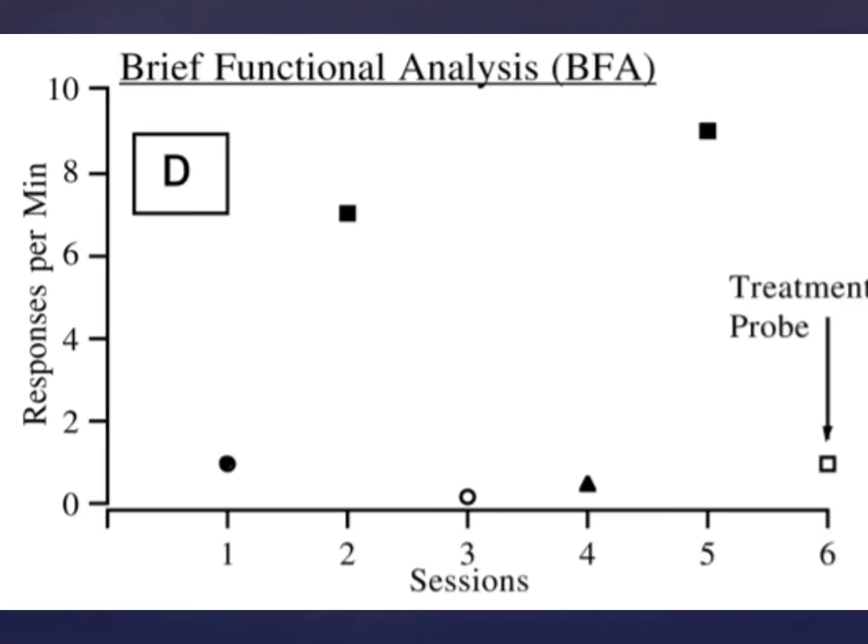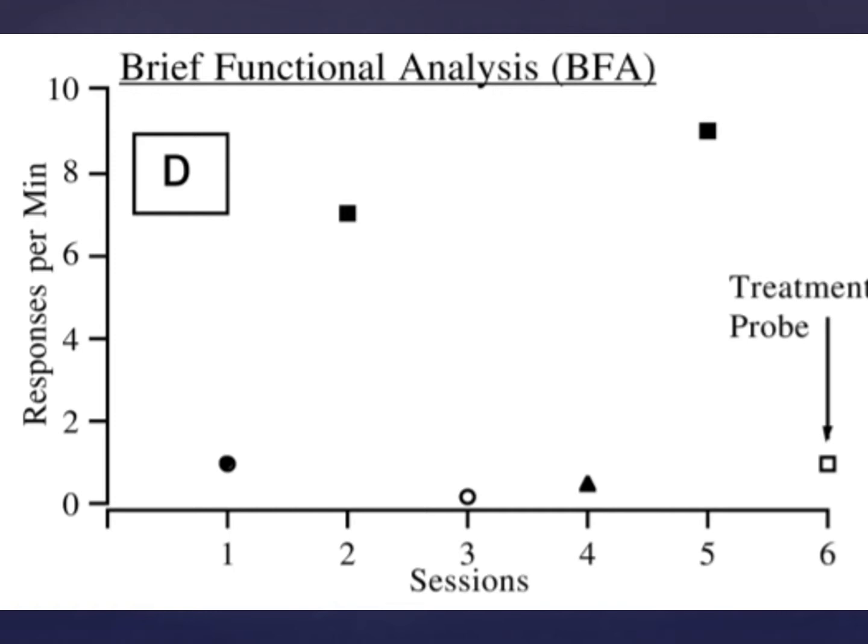A brief functional analysis is a bit of a last resort if assessment time is extremely limited. In this case, you would run each condition of a functional analysis only once to start. If you get differentiated responding, that is, if the target behavior occurs at a much higher rate in one condition relative to all other conditions, you would then ideally run that one condition again in order to get replication.